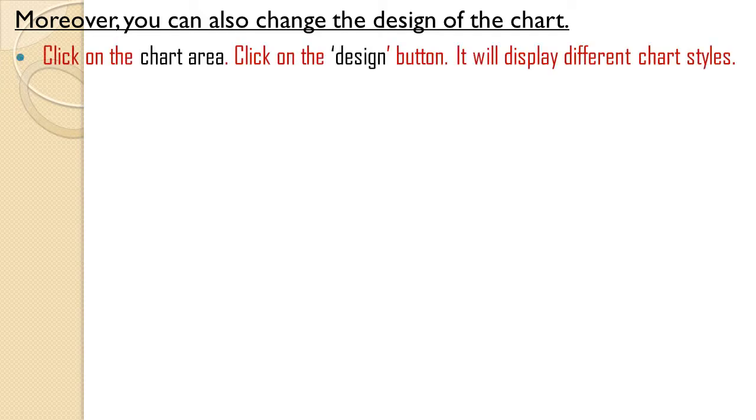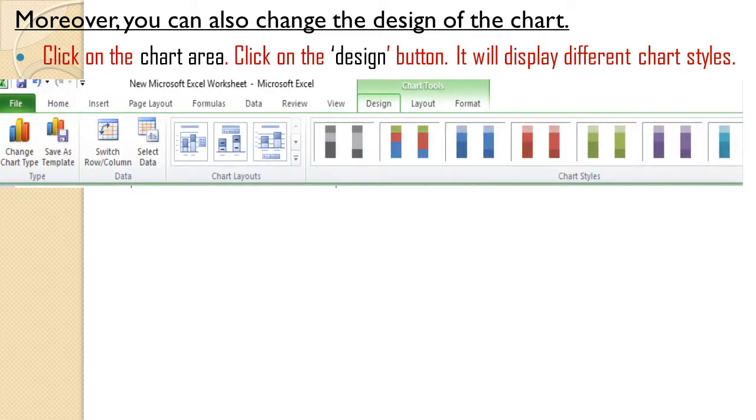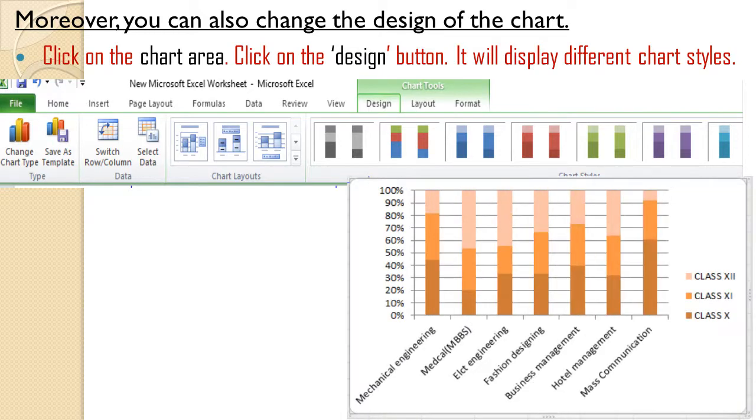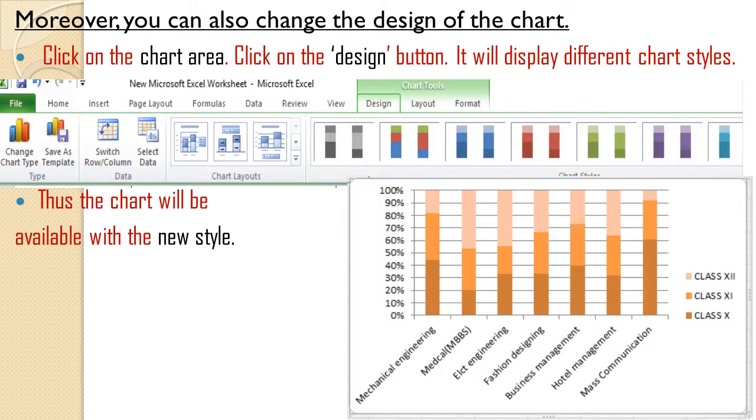Moreover, you can also change the design of the chart. Click on the chart area, click on the design button, it will display different chart styles. Look at here, you will get the design button in the ribbon area. Select the design button, you will get some of the predefined chart styles. You can select any of these styles. Thus, the chart will be available with a new style. Based on your selection, the chart style will change.